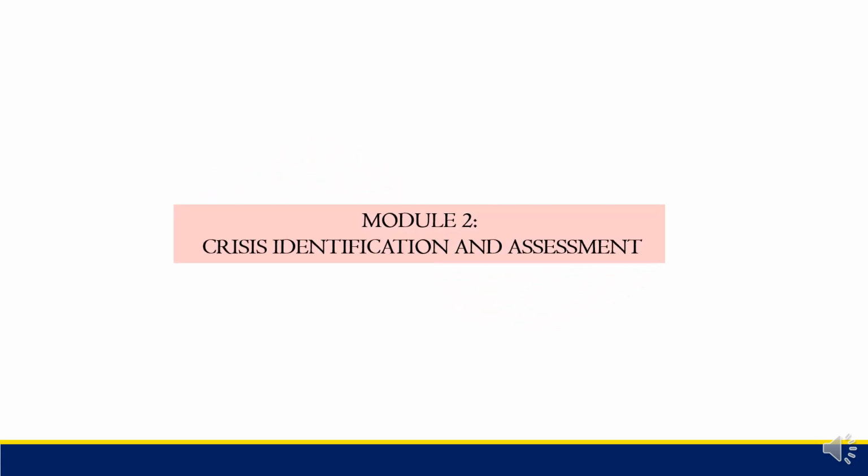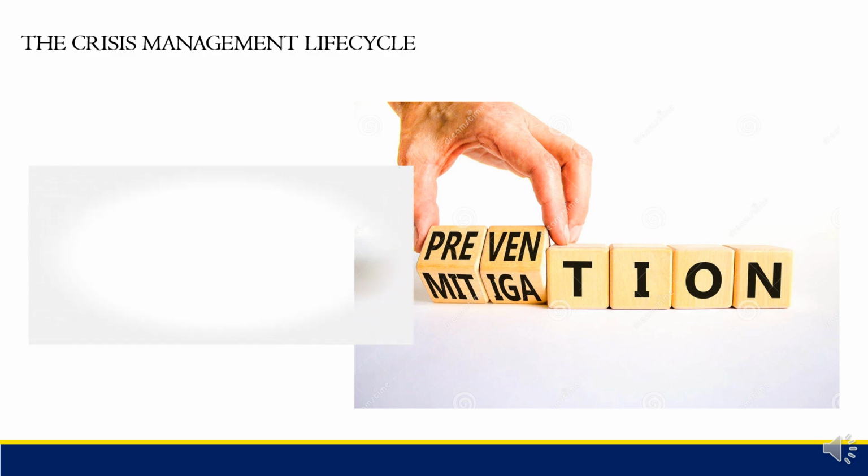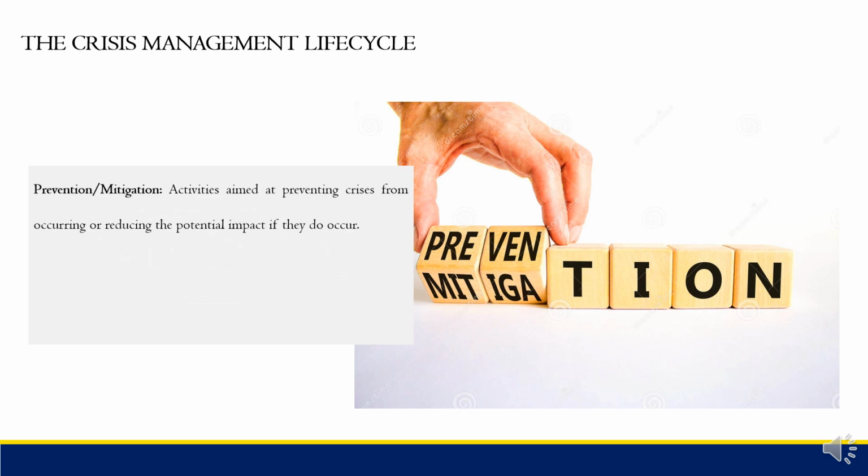Module 2. Crisis identification and assessment. The crisis management life cycle. Prevention and mitigation. Activities aimed at preventing crises from occurring or reducing the potential impact if they do occur. This includes risk assessment, implementing safeguards, and continuous monitoring.